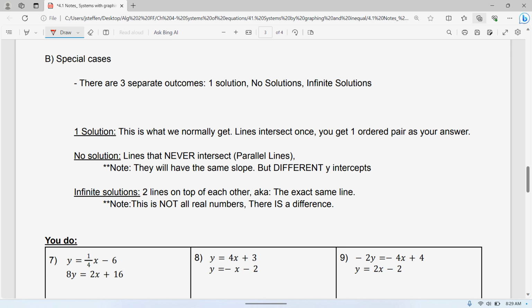So one solution is what we normally get. Every problem we just did, we get one solution. I've asked questions on tests before where it says, how many solutions does the following have? And students get really confused because they just solve and they don't know what to do.